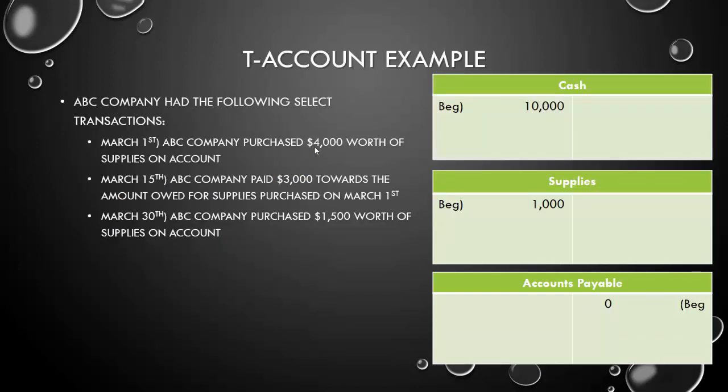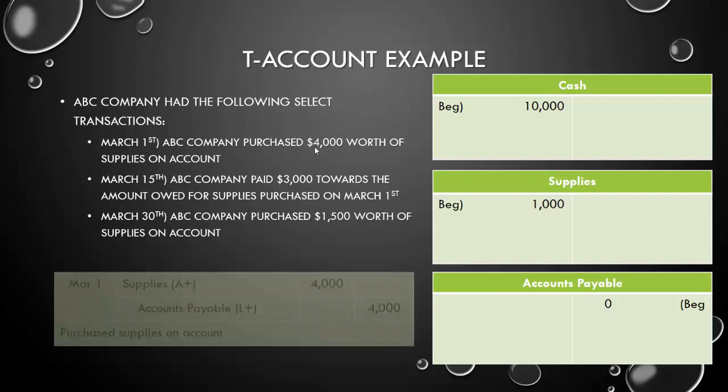Let's give a little bit more detailed example of how this works during a period. So we have ABC Company, and they had 3 transactions. We'll keep this short during the period. On the 1st, they purchased $4,000 worth of supplies on account. On the 15th, they paid $3,000 of that debt off. And on the 30th, they purchased an additional $1,500 worth of supplies on account.